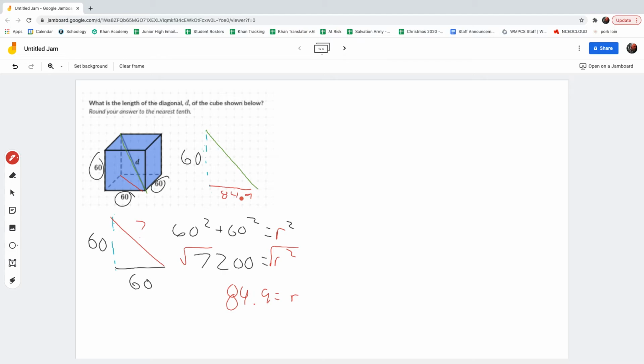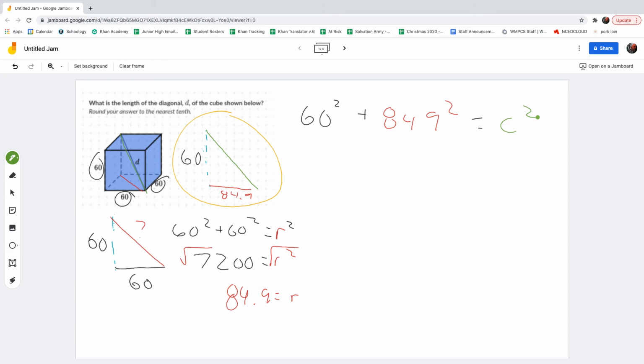So now that we know what the red side is, we can use this particular triangle here to figure out what our green measurement is. And the way we do that is we're going to go 60 squared plus that red side, which we found to be 84.9 squared, is going to be equal to c squared. That green side. Well, we do all the work on this.